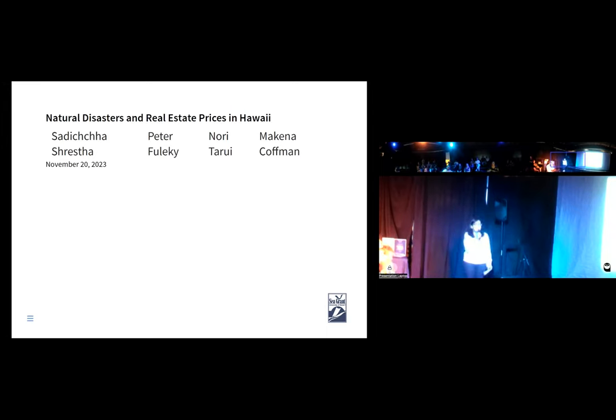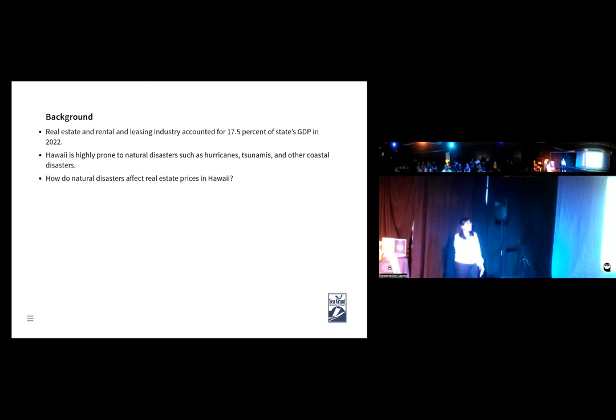Aloha, everybody. I'm Sadichchha Shrestha, and I'm an economics PhD student at UH Manoa. So today I'll be talking about natural disasters and real estate prices in Hawaii. The principal investigator for this project is Professor Peter Poleki, and the co-principal investigators are Professor Nori Torui and Professor McKenna Kaufman.